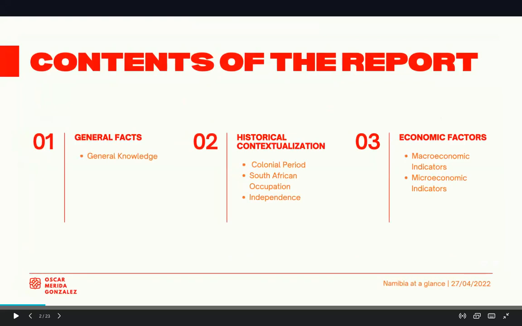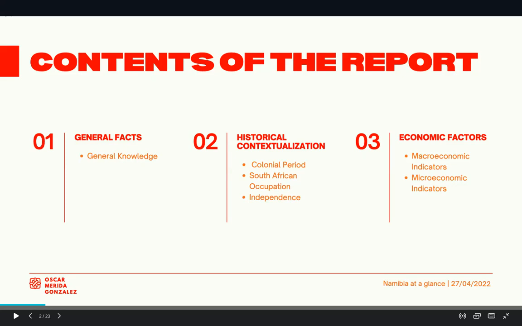Here you have the contents of the report, which I decided to divide into 6 categories. The first one will be general facts, which is basically general knowledge for you to better understand the background and later have a better knowledge of the historical contextualization, economic factors, and social, political, and cultural relevant aspects. The second point, we will be tackling the historical contextualization, which I decided to divide into 3 categories, which are the colonial period, South Africa occupation, and finally its independence.